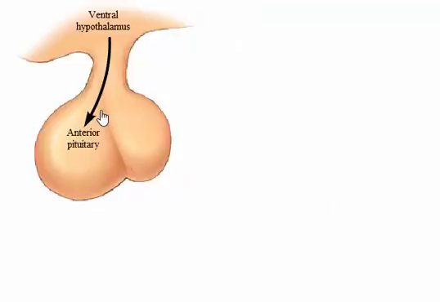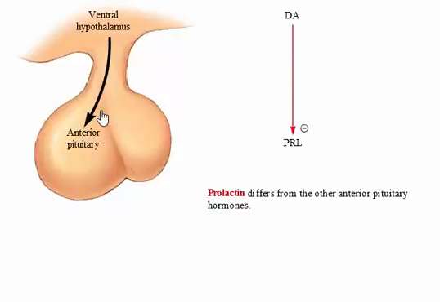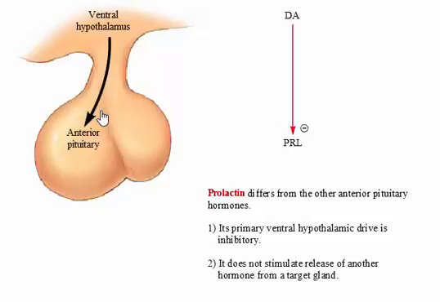Let's look now at the release of prolactin. Prolactin differs from other anterior pituitary hormones in these important ways. Its primary ventral hypothalamic drive is inhibitory. It does not stimulate release of another hormone from a target gland.